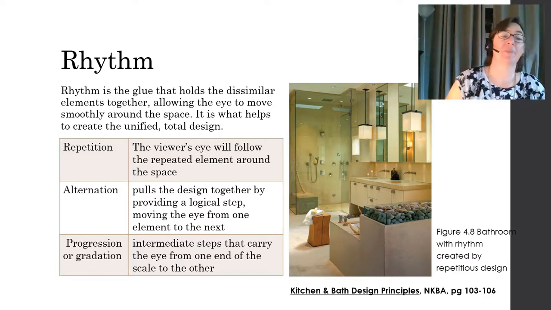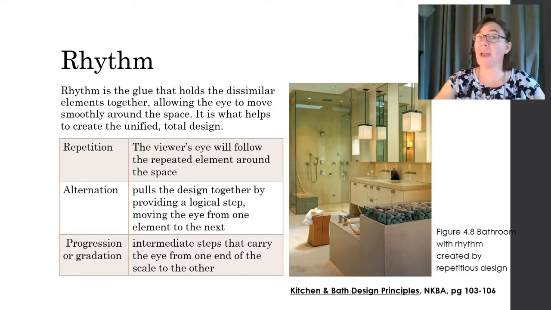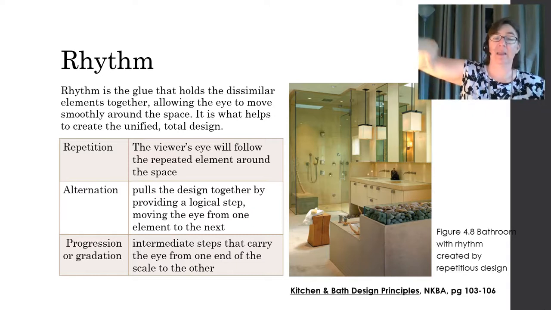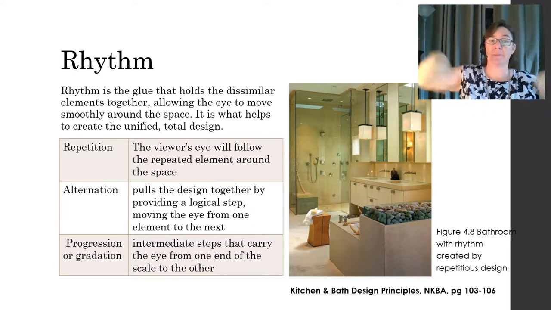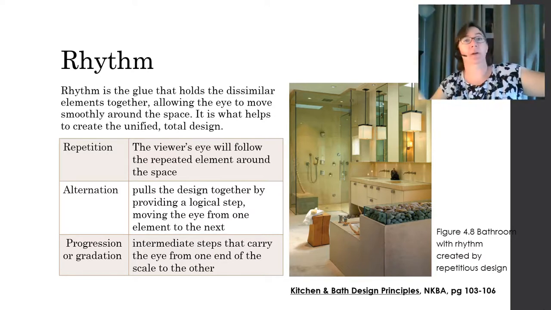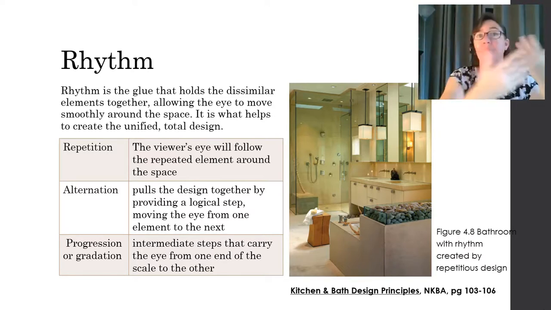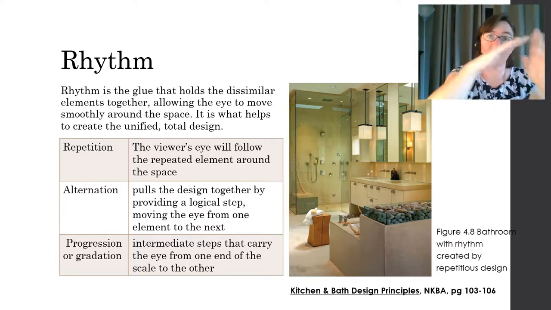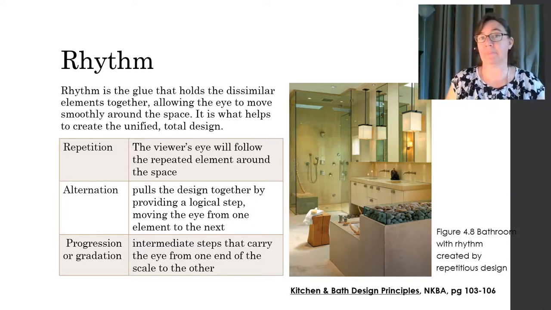Finally, another type of rhythm is a progressive rhythm, or a gradation rhythm, and that will have a series of intermediate steps that carry the eye from one end to the other, and it's usually from large to small, or from small to large, or from bright to dark. So there's a series of intermediate steps.